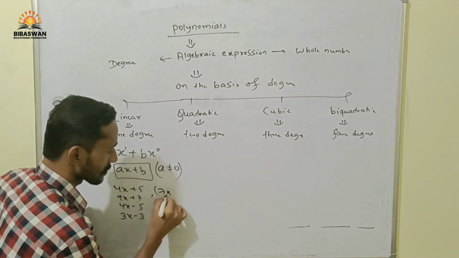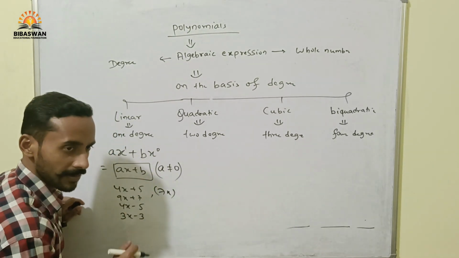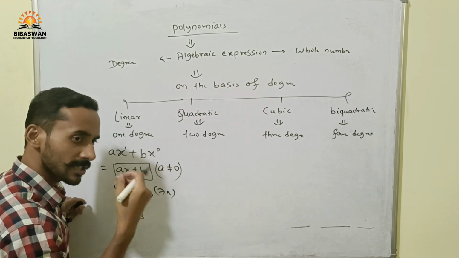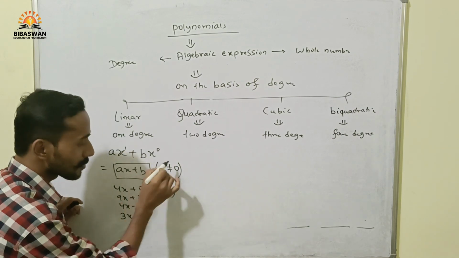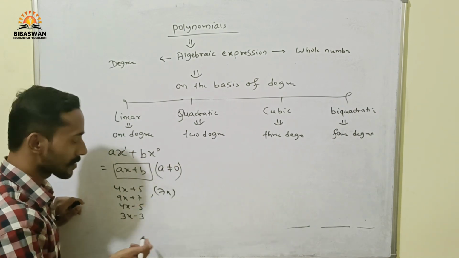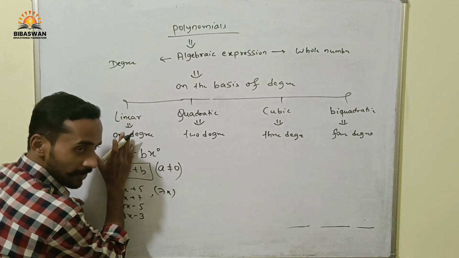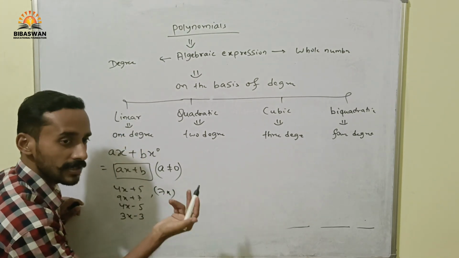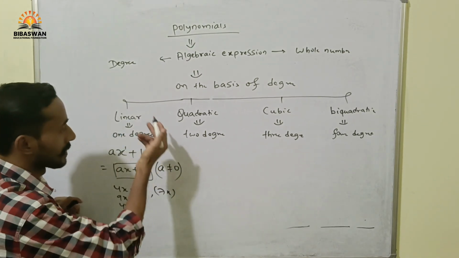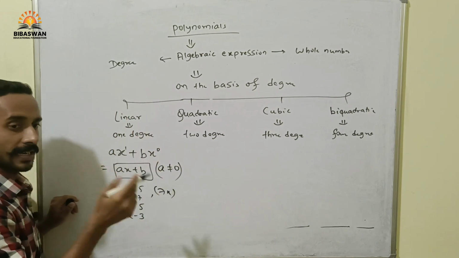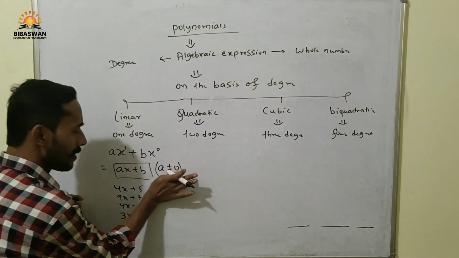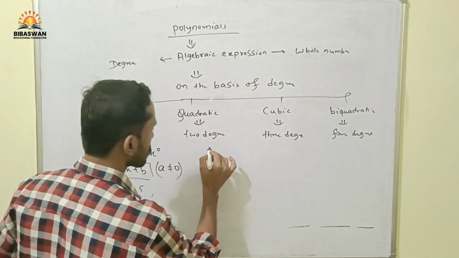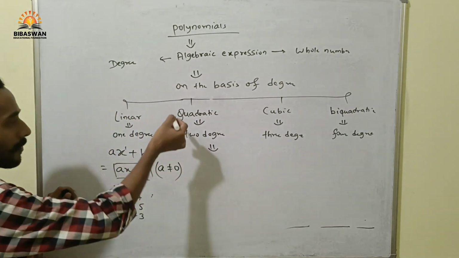7x is a linear polynomial with the minimum number of terms. b can be equal to 0 or any number, but a should not be equal to 0. If a is equal to 0, then this disappears, and now this becomes a constant number. Simple. Now this does not belong to linear. Understood?